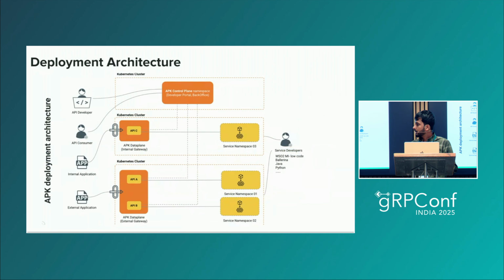If I talk about the deployment architecture, definitely if we are using gRPC services in Kubernetes, we need to make sure that we are taking care of scaling as well. As I mentioned, this APK completely adheres to the microservices architecture. So we can clearly see that there are two components: the first one is the control plane, the other one is the data plane. The scaling is done in two major parts.